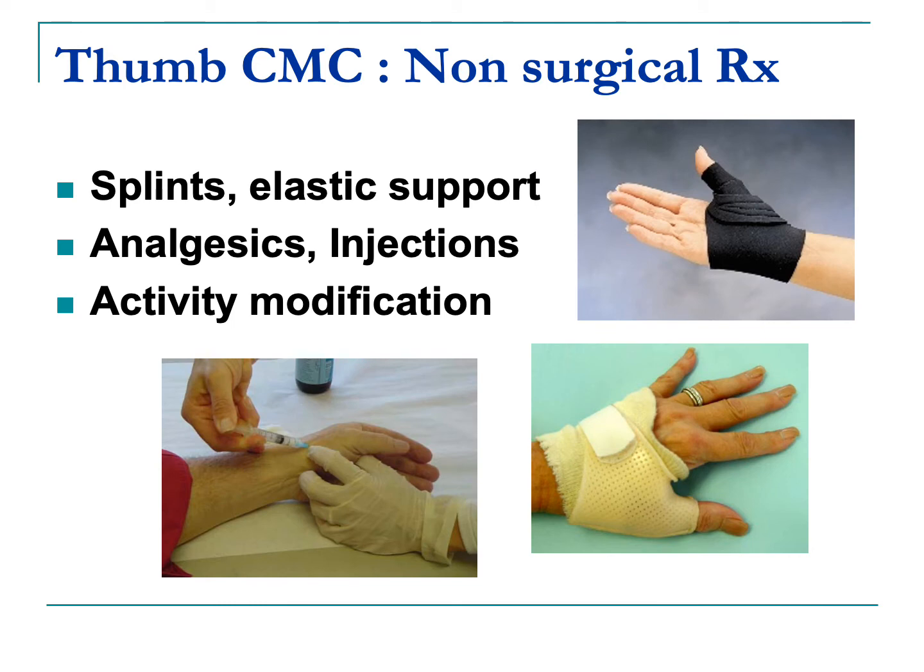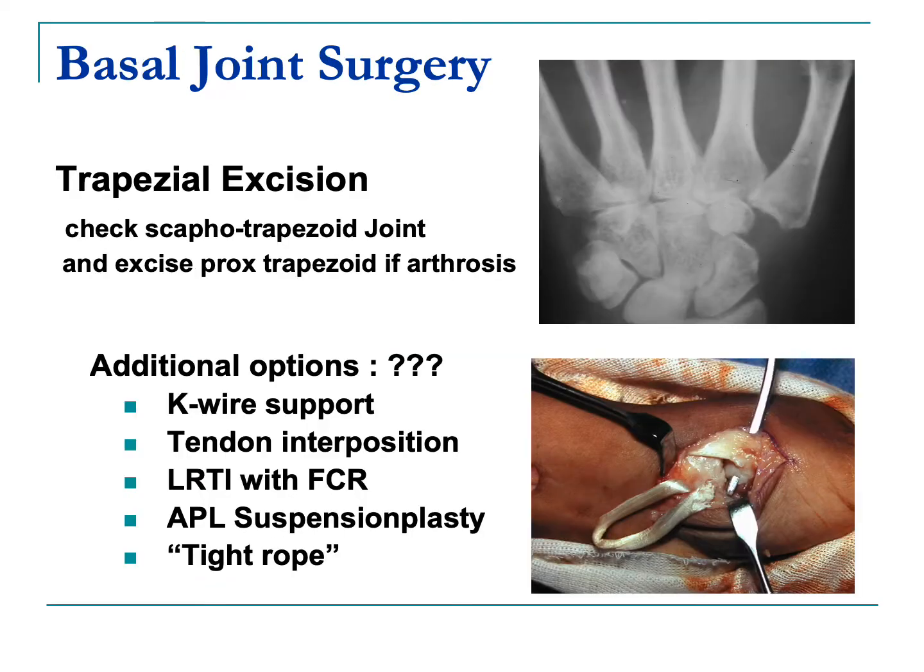Obviously, most patients with basal joint arthritis do not need surgery. They can be treated with some sort of support, whether it's rigid or elastic, analgesics, and if they have early basal joint arthritis, injections of cortisone can be very, very effective. These can be repeated at intervals, but at some point in time it may be necessary to consider surgery if the symptoms are persistent and disabling.